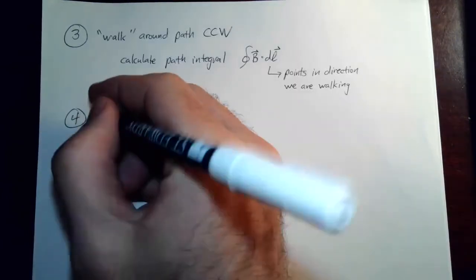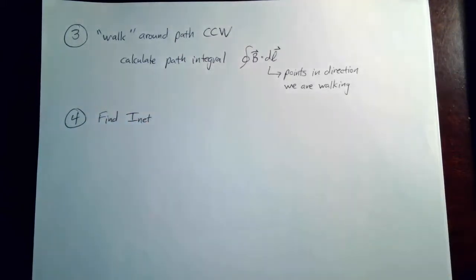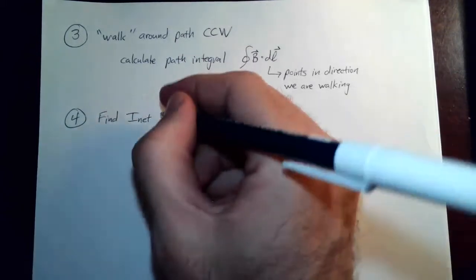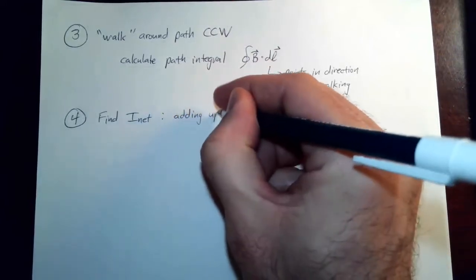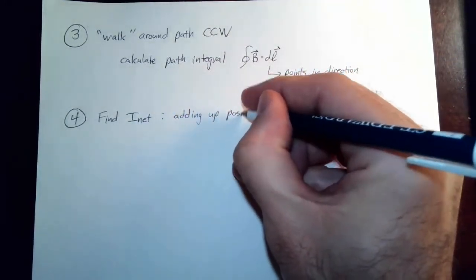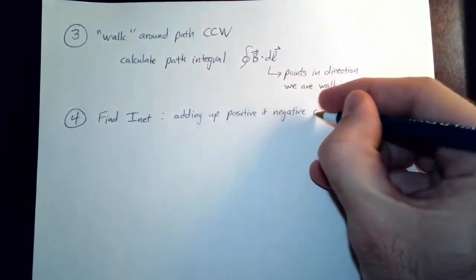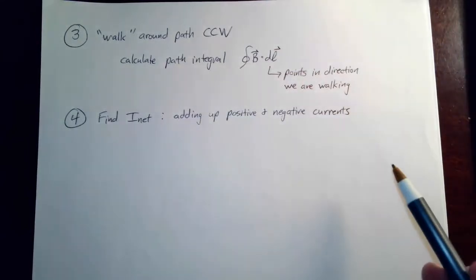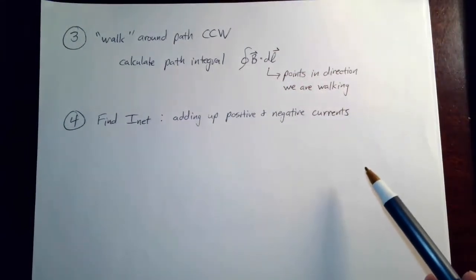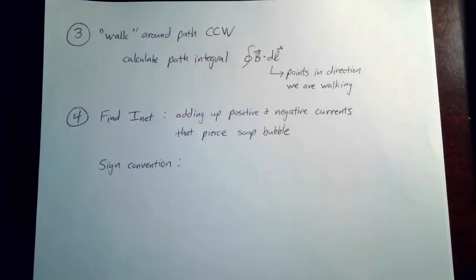All right, step four is to find that net current, which is by adding up the positive and negative currents. And I'll talk about what makes one positive and one negative. Adding up the positive and negative currents that pierce the soap bubble, the imaginary soap bubble that we've stretched across our path. Okay, and so what determines whether the current is positive or negative?